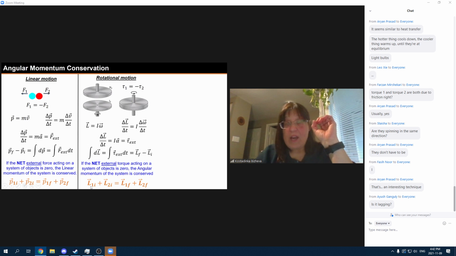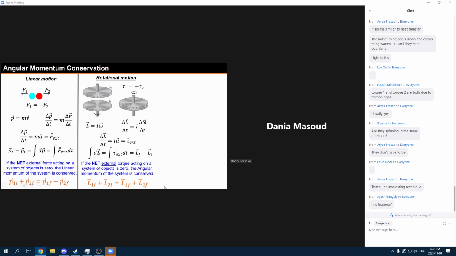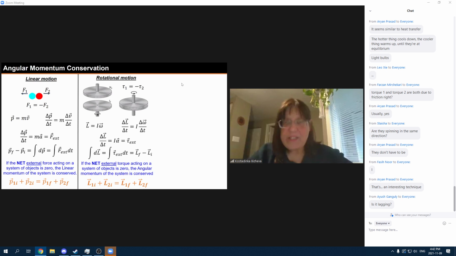Or the angular momentum of plate 1 before the collision plus the angular momentum of plate 2 before the collision is going to actually equal the sum of their respective angular momenta immediately after the collision. Right? Professor? So, yes? I don't understand, why are we integrating in this case? Why are we integrating? Okay.